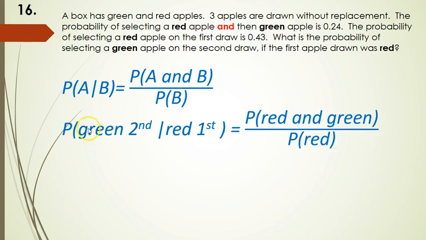So what we're going to talk about is what's the probability that we pull a green apple on the second draw if in the first draw the apple was red, right? So that's just the probability of red and green, which was up here, red and green. Y'all see this up here?